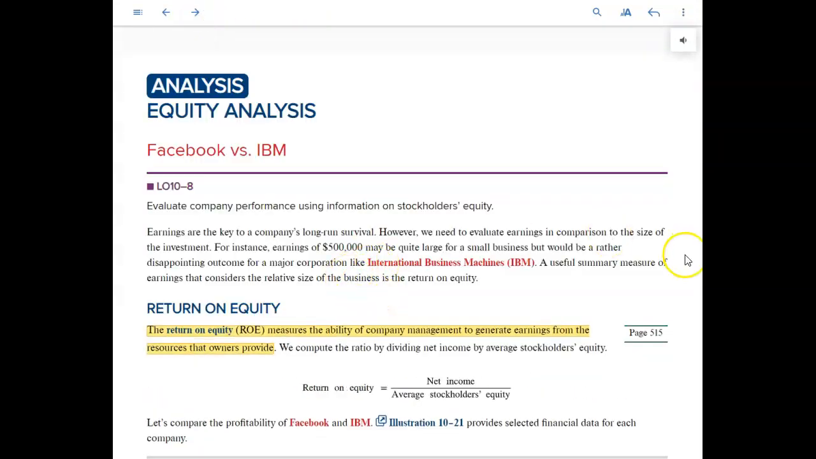Okay, next page. Equity analysis. Return on equity, just simply net income divided by average stockholders' equity. Average stockholders' equity is the beginning of the year equity plus end of the year equity divided by 2, simple average. Divide that into net income, and this shows you the ability of management to generate earnings from the resources that have been provided. What is the investment in the company? How well are you using that investment to generate a return? And return means net income.